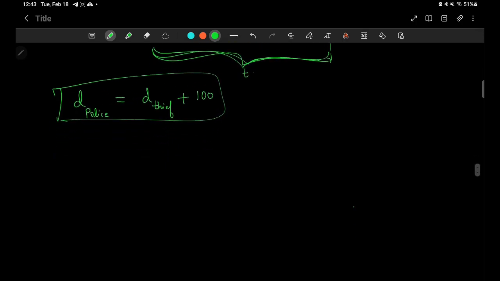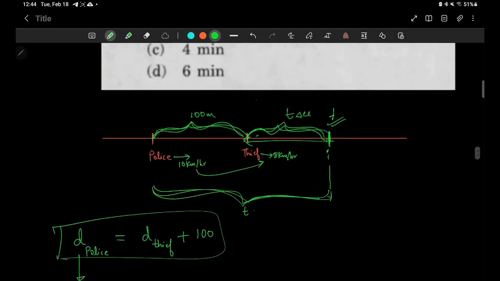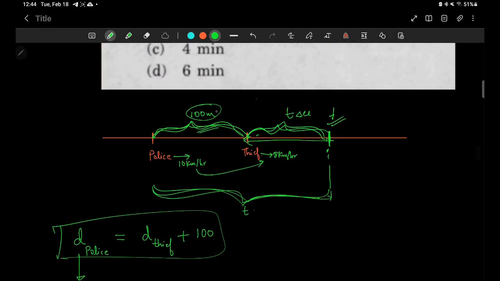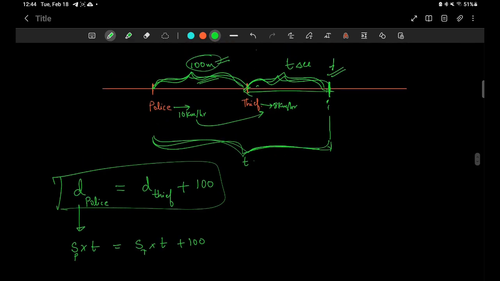Now we need to expand this equation. Distance is what? Speed into time. Speed of the police into time taken by him, and this one is speed of the thief into time, plus 100. Now what is the speed of the police? 10 km per hour, but we need to convert it into meter per second because here it is given in meters. We need to have a standard unit while simplifying things, otherwise it won't work out. So either convert everything into kilometers or meters. Since it is meters here, I'll convert it into meters.